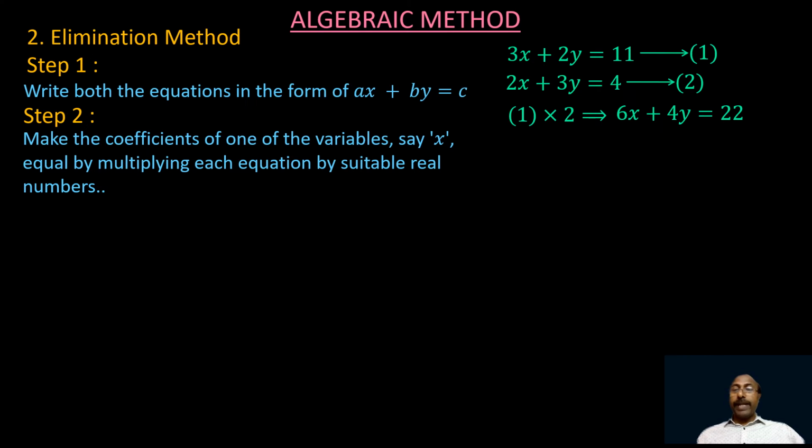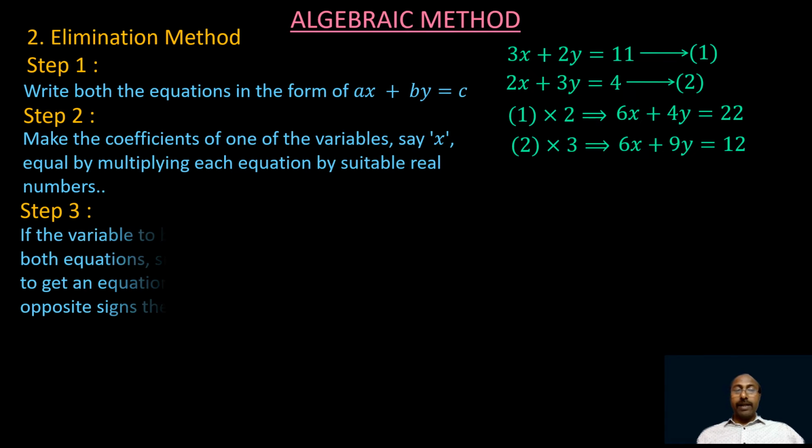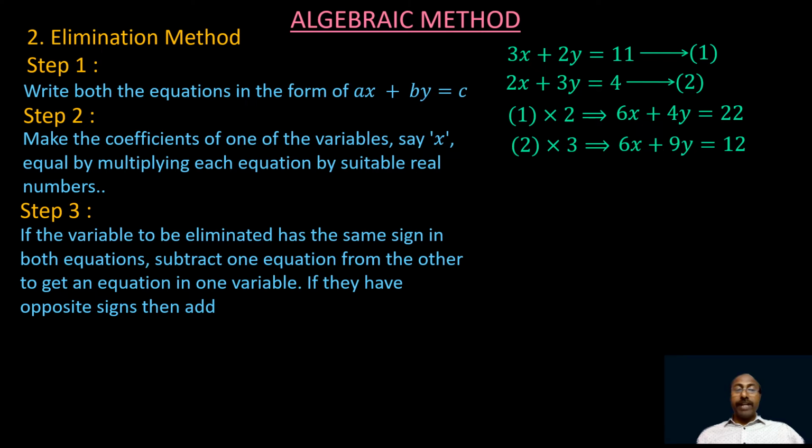And multiplying equation 2 by 3, what do we get? 3 into 2x is 6x, plus 3 into 3y is 9y, equal to 3 into 4 is 12. That is 6x plus 9y is equal to 12. And in step 3, if the variable to be eliminated has the same sign in both the equations, subtract one equation from the other to get an equation in one variable. If they have opposite signs, then add them.